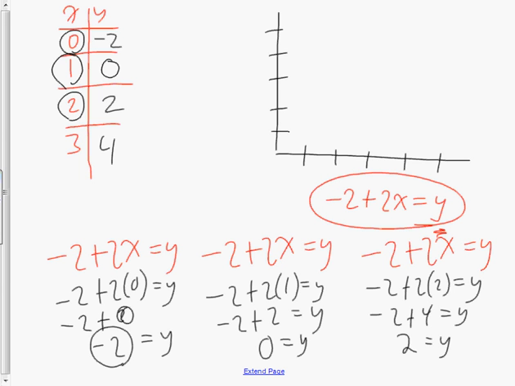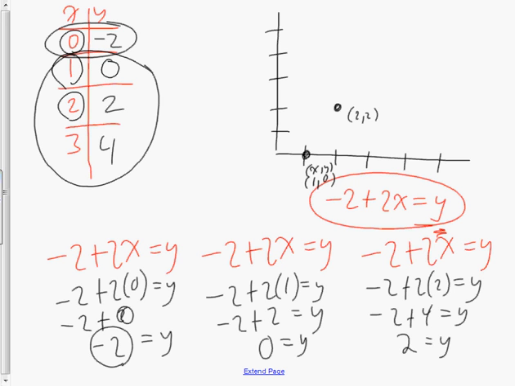Okay? Then what I want to do is graph it. Now because this pair here has y of negative 2, which is down here somewhere, I'm going to ignore that pair. I shouldn't have graphed that one because it's not going to. So I'm just going to graph these 3 points right here. So when x is 1, y is 0. That is x, y. So x is 1 and y is 0.